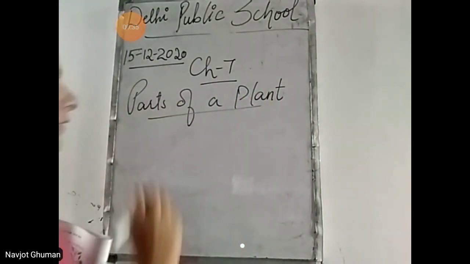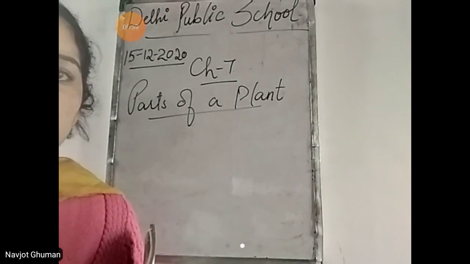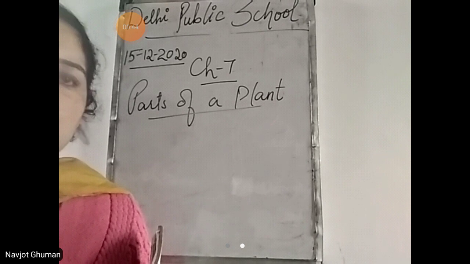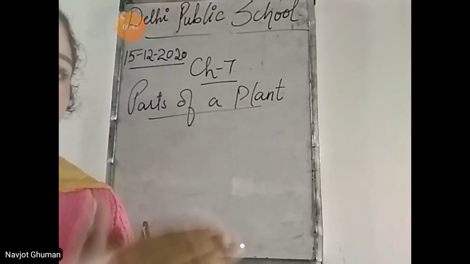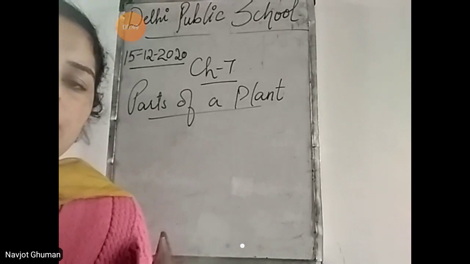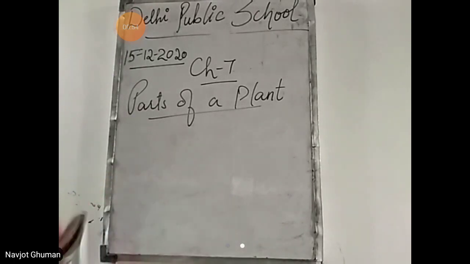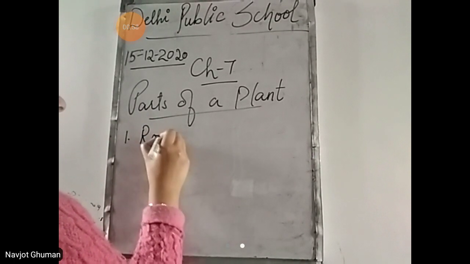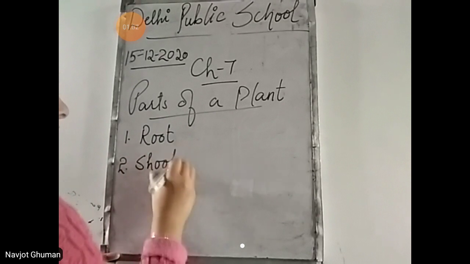As the name itself tells us, in this chapter we read about the parts of the plant. We know there are different types of plants around us. They have different sizes and different shapes. There are many parts of the plant that we are going to study in detail in this chapter. First, a plant has two main parts. First is the root and the second one is the shoot.